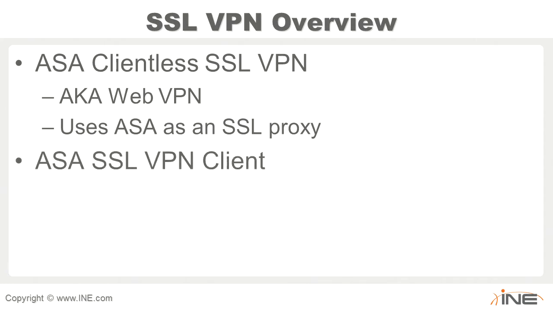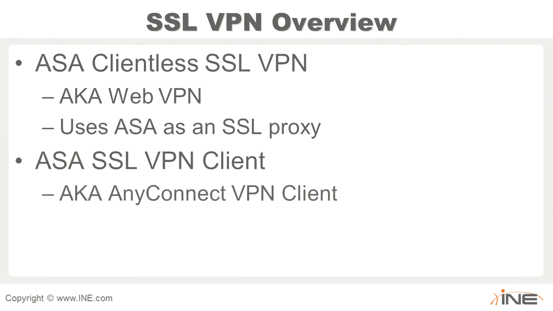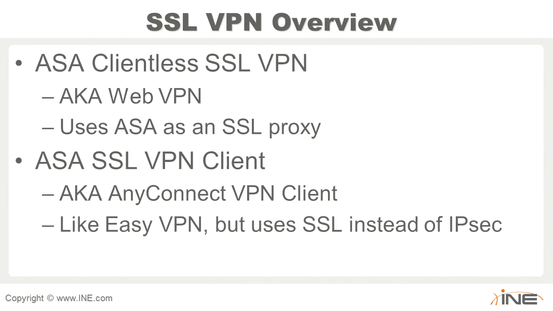Now, the second variation, the SSL VPN client, or the AnyConnect client, is similar in logic to EasyVPN, but instead of using IPsec as our transport with the ESP or AH protocols, we are using SSL, which again is going to be running over TCP port 443 by default.